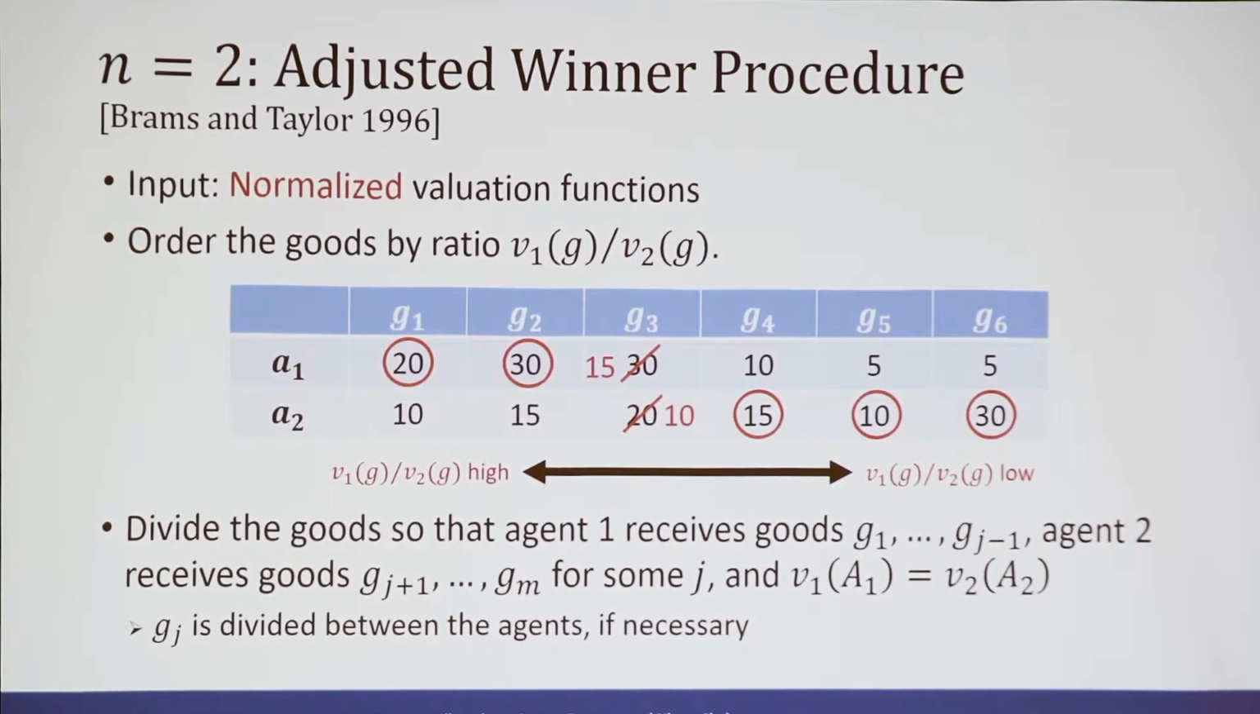So if we run that on this example, what you get is that agent 1 is going to get good 1 and good 2, agent 2 is going to get goods 4, 5, and 6, and then to impose this equitability criterion, we're going to split G3 50-50, and you can check that each agent gets a utility of 65 there. Okay, so that's the adjusted winner procedure.